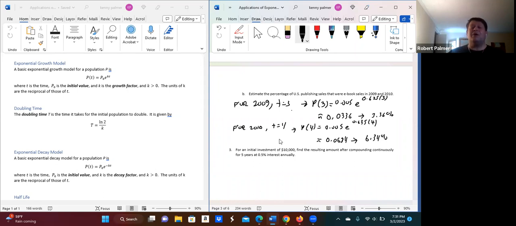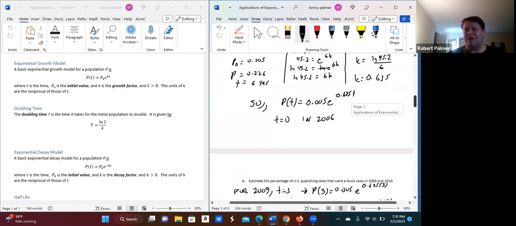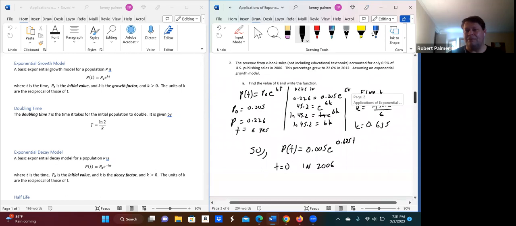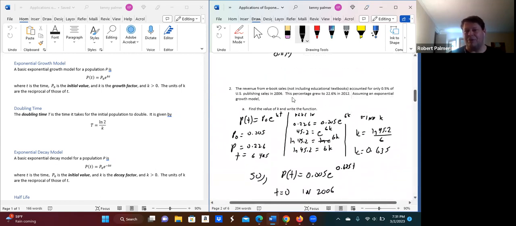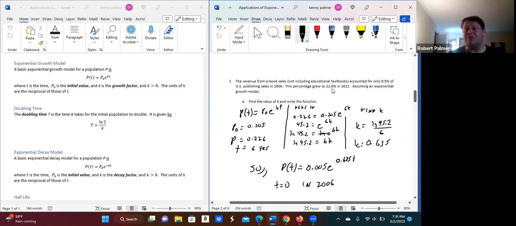Now, one thing is also worth mentioning here. Notice we're asking what the sales were in 2009 and 2010. With a model like this, you shouldn't really use it too much beyond the data. The data we have is from 2006 to 2012. The danger in trying to project it out too far, maybe 10 years in the future, is that as fast as it's growing, eventually you're going to get over 100%, which won't make any sense.